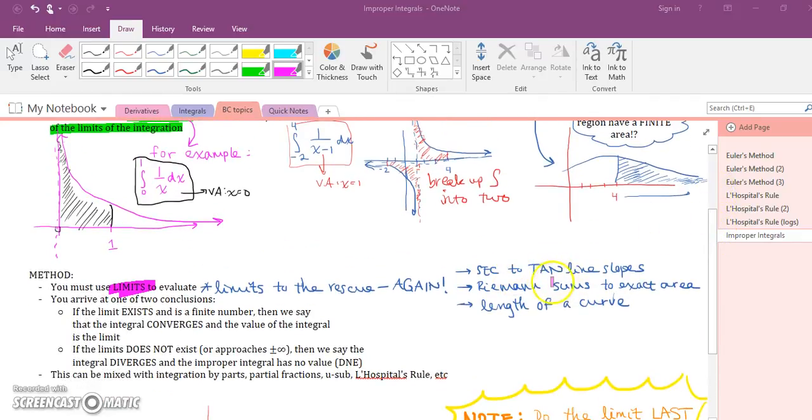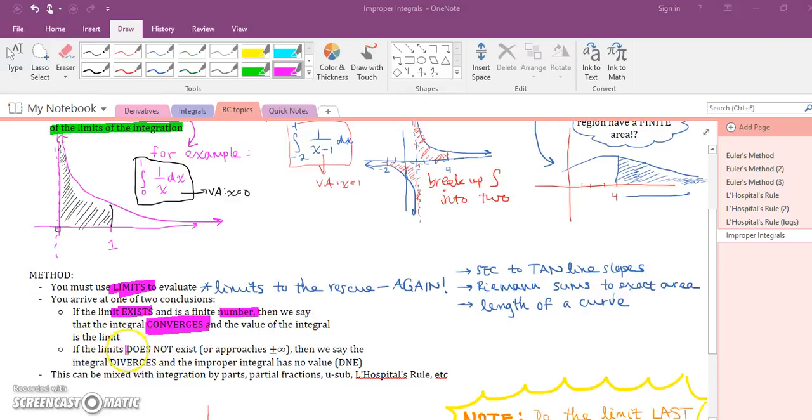So just like with secant to tangent lines, Riemann sums to exact area, many little pieces to the exact length of a curve, these all use limits. This is another case where limits allow us to find an improper integral. When you do an improper integral, one of two things is always going to happen. Either you're going to find that the limit exists and it's an actual number, then we say that the integral, or the area under the curve, converges, and the value of the integral is whatever the limit was. So whatever the limit is, that's the area under the curve.